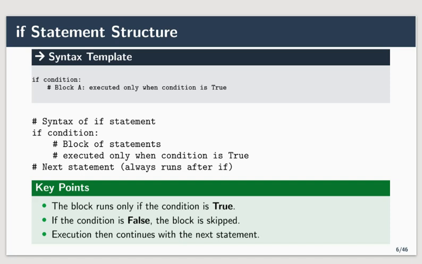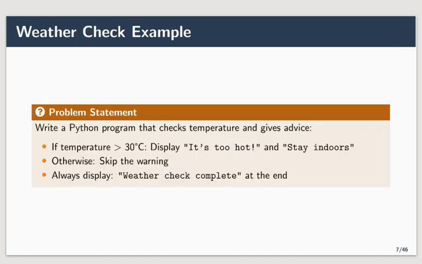Remember these three key points. The block runs only when the condition is true. When it is false, the entire block is skipped and execution always continues with the next statement after the if block. Now let's solve a real problem.